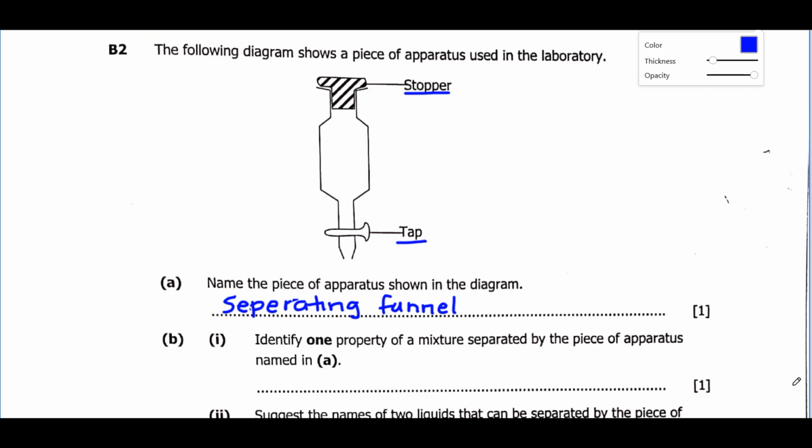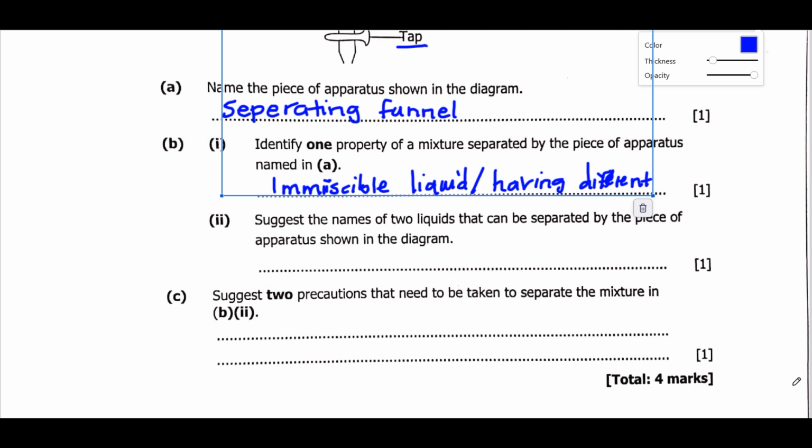So one property is that they are immiscible, which simply means that the liquids that we can separate using this cannot mix, so we are dealing with immiscible liquids. And another property is having a different density. So because they have different density, the two liquids cannot mix. For example, water and oil have different densities, and if you are trying to mix them, they can't mix completely.